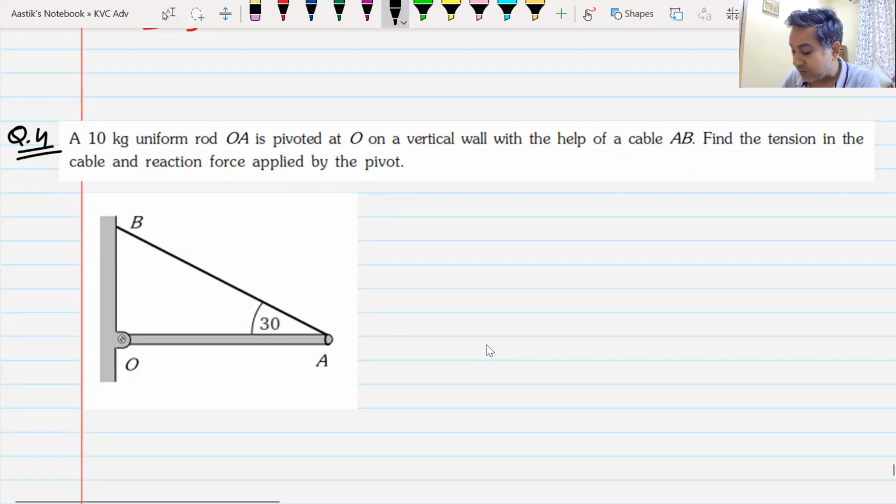Question number 4, I have forgotten the name. A 10 kg uniform rod OA is pivoted at point O on a vertical wall with the help of a cable AB. Find the tension in the cable and the reaction force applied by the pivot.